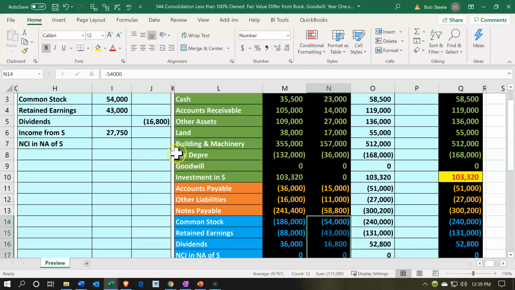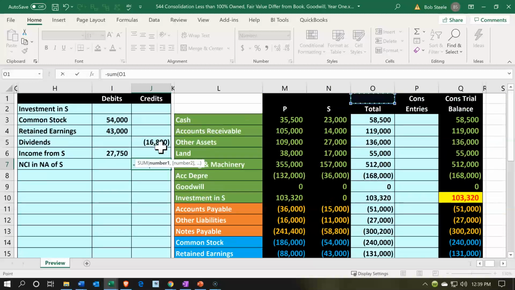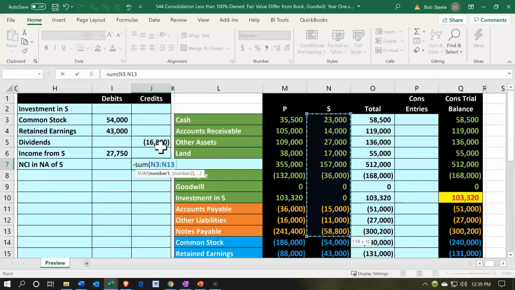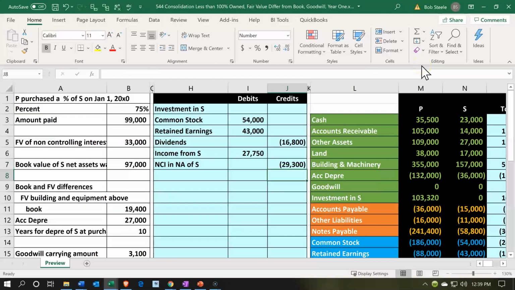So let's do that with a formula. I'm going to say, all right, what if I said the negative sum of all of this, assets minus liabilities, times, brackets, 1 minus 75, or 25%, the non-controlling percentage. I'm just doing this so we can use our cells here as much as possible. And that'll give us the 29.3. All right, so we have that we have to deal with.